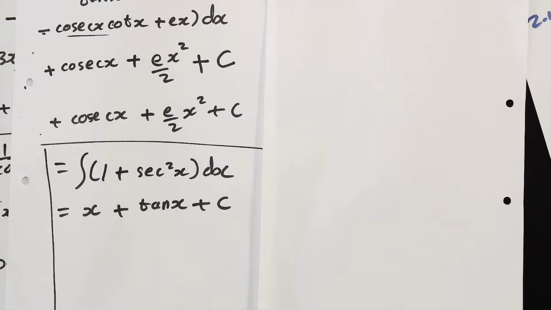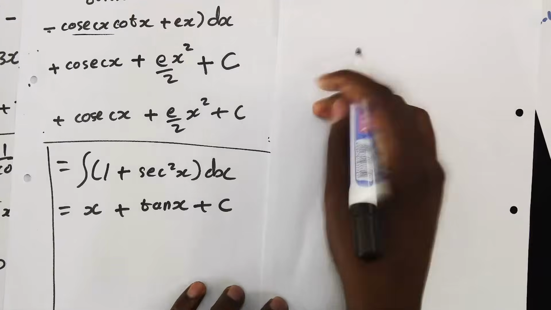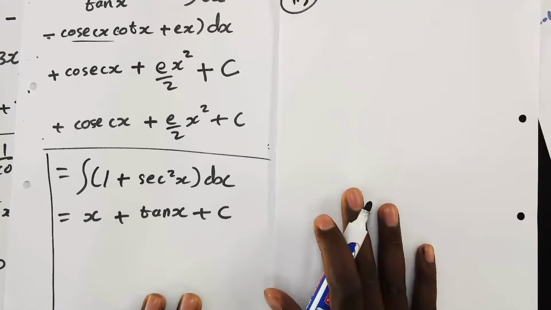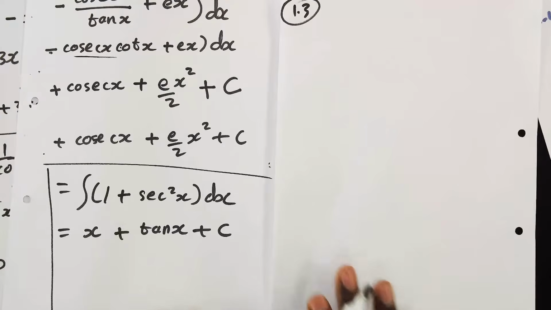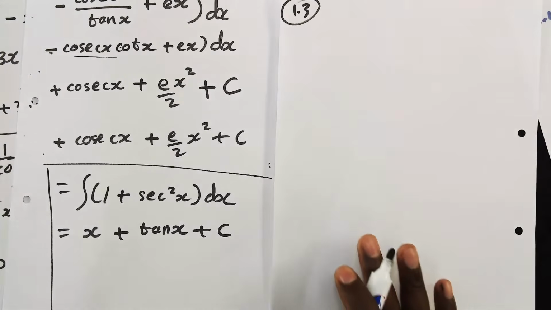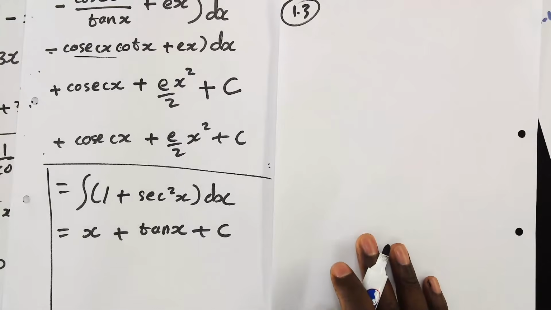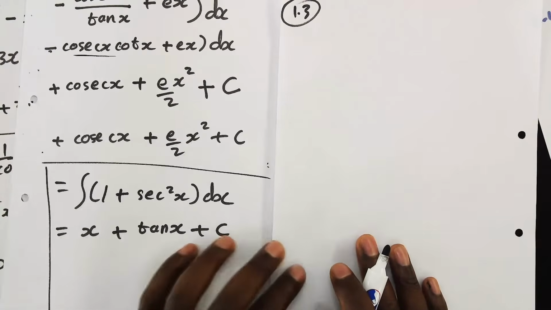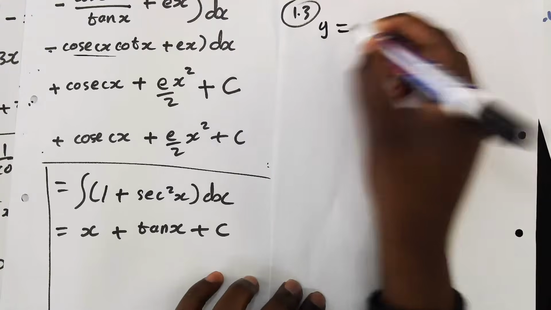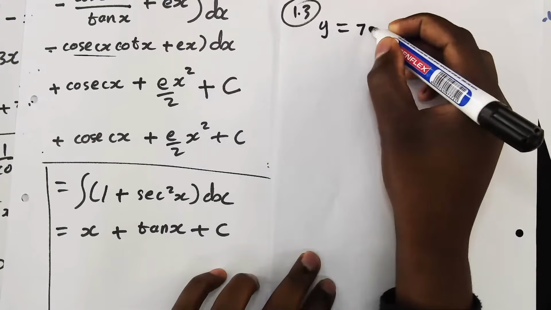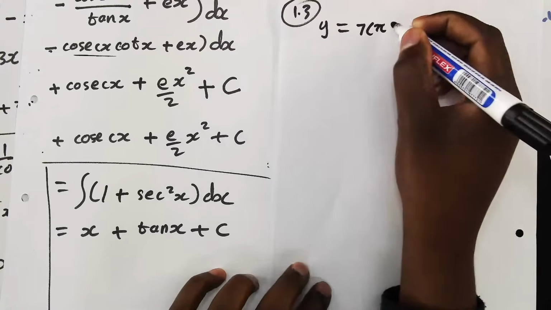So as I said, I start from the bottom going up. I'm at 1.3 now. 1.3 is differentiation, where we're given y equals 7 into pi.